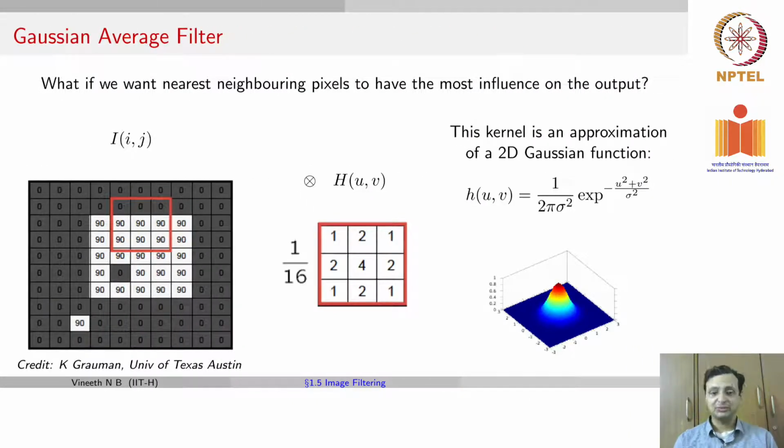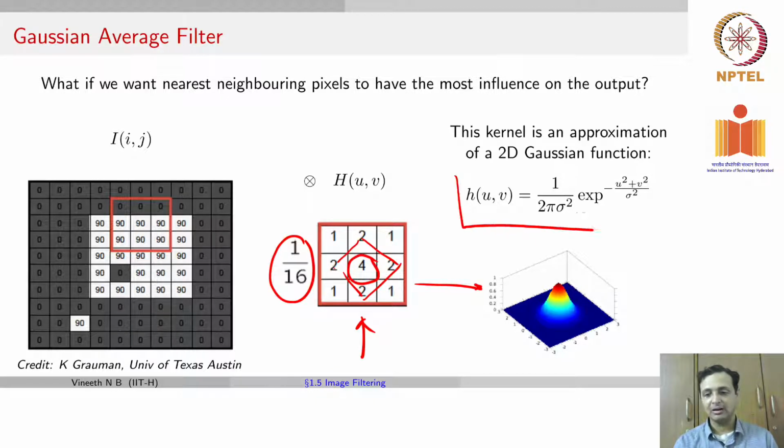So a Gaussian average filter, which looks somewhat like this, where you can see that the middlemost element has the highest influence, the neighbors have the next level of influence, and so on and so forth. And 1 by 16 is simply a normalizing factor, because you do not want the pixel intensity in the output image to blow up. You want it to be within the predefined range, and that's the reason you need to normalize. So this filter is a discrete version of your 2D Gaussian function, as we define like this.